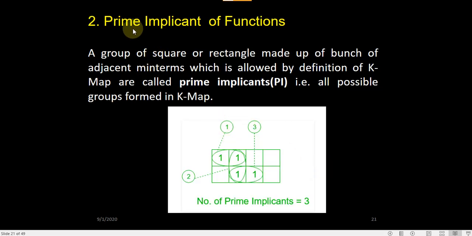Now the second one comes: a prime implicant. Prime implicants come when you make a K map. Whenever you do the groupings, once the grouping is done, each of the possible groupings is a prime implicant. So this is a prime implicant, this is a prime implicant, and this is a prime implicant.